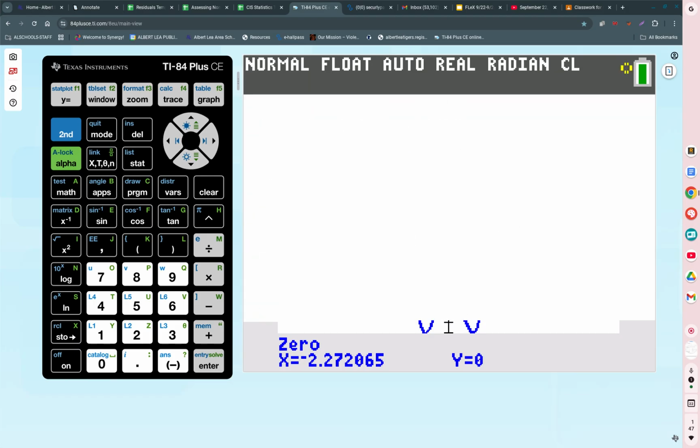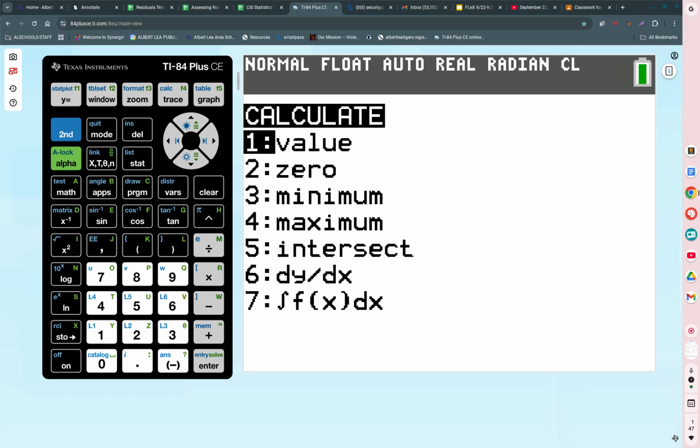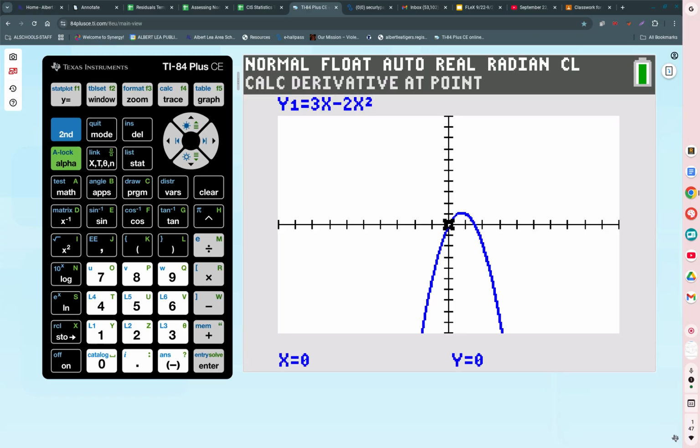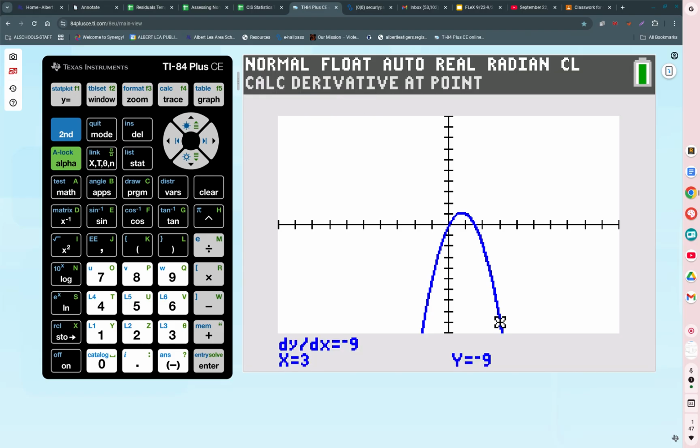Go into your calculator, go into y equals, and type in that function we did. Is it 3x minus x squared? 3x minus 2x squared. Second, calculate. Let's check the derivative at x equals 3. Anybody want to guess which one I choose? Number 6, dy over dx. I type in 3, press enter, and it says that dy over dx, or the derivative, is negative 9.